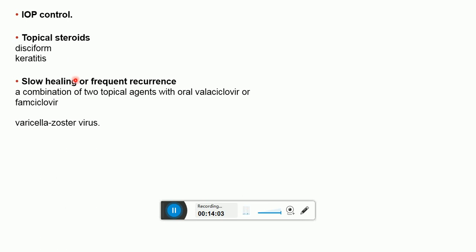Slow healing or frequent recurrence may indicate the presence of a resistant viral strain. An alternative topical agent or debridement may be tried. In especially refractory cases, a combination of 2 topical agents with oral valciclovir or famciclovir may be effective. A significant minority of resistant cases are due to varicella zoster virus.